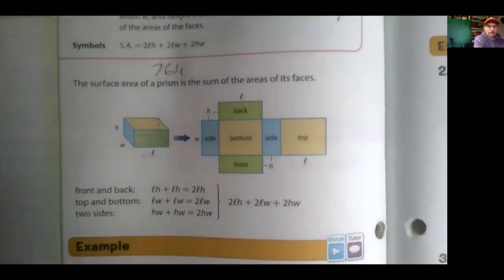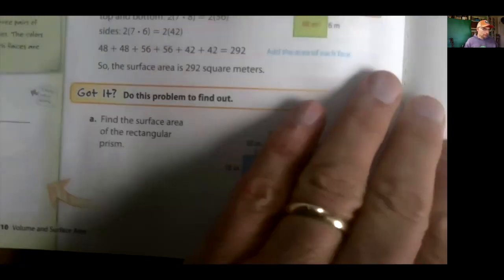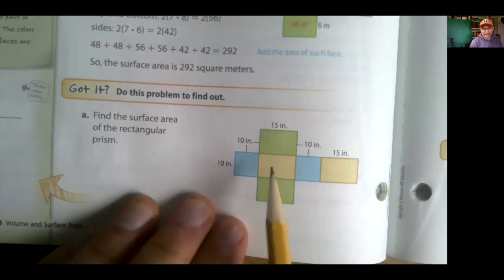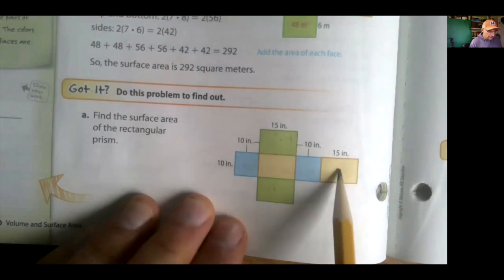Okay, so let's go down to the bottom of the page. And let's do this problem together. Here we have a net. Can you picture how this can fold up in a box? These are the sides that fold up, sides fold up, this front and back, side, and that's the top.